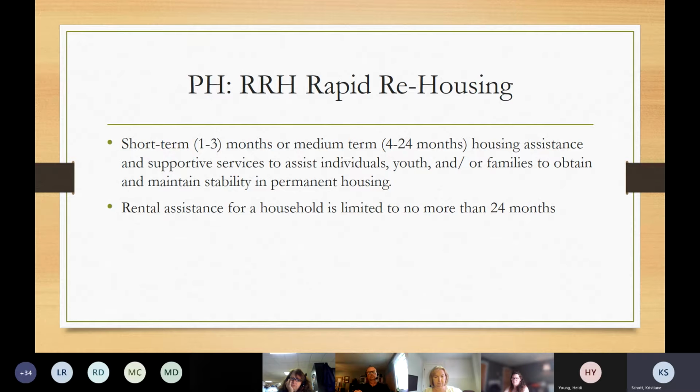With rapid rehousing, you can provide rental assistance for up to 24 months, but after that 24 months ends, these programs are able to provide supportive services to assist that household in maintaining their unit for another 6 months. So they can provide case management, life skills, assistance with transportation for another 6 months after rental assistance ends in order to help them maintain that unit.